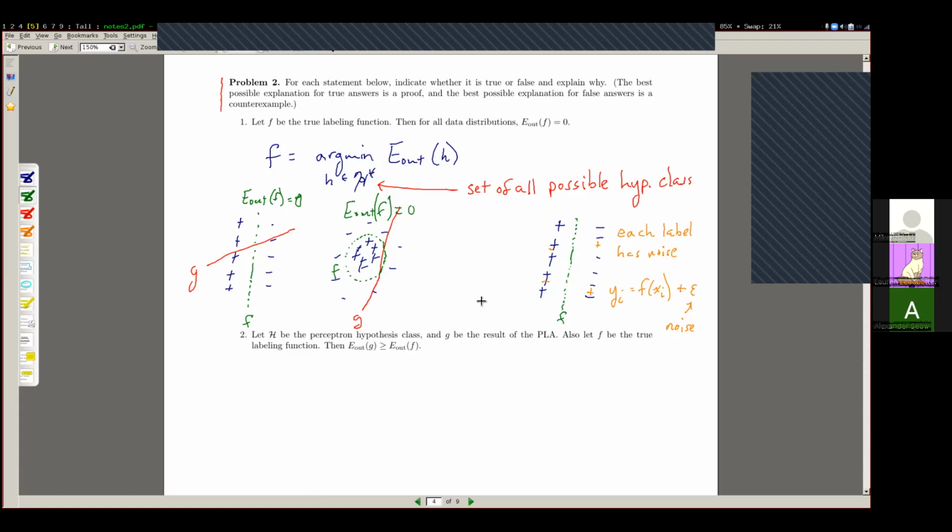And so in this case, the E out of f, and my handwriting right now is really bad, is strictly greater than 0. And it's equal to the amount of noise that we have. And so this statement up here, because of this third type of error possibility in our data set, is false.